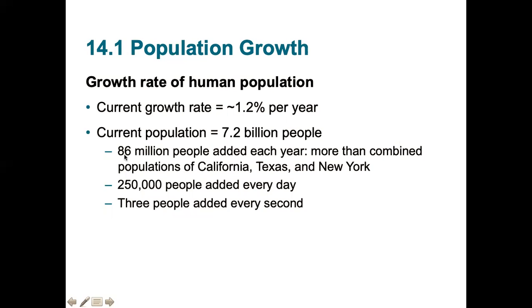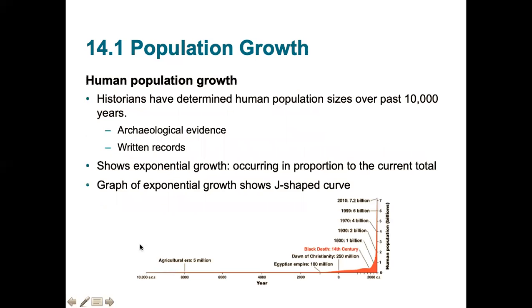Our current population has 86 million people added each year, and 3 people added every second. That means that we are growing at an exponential rate. So exponential is when you have this J-shaped curve, when you plot time over something and it makes that shape. That's exponential growth. And we are growing exponentially.